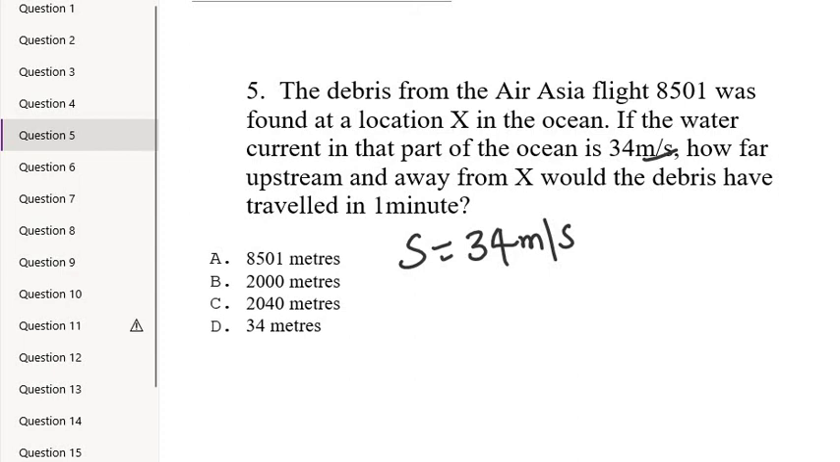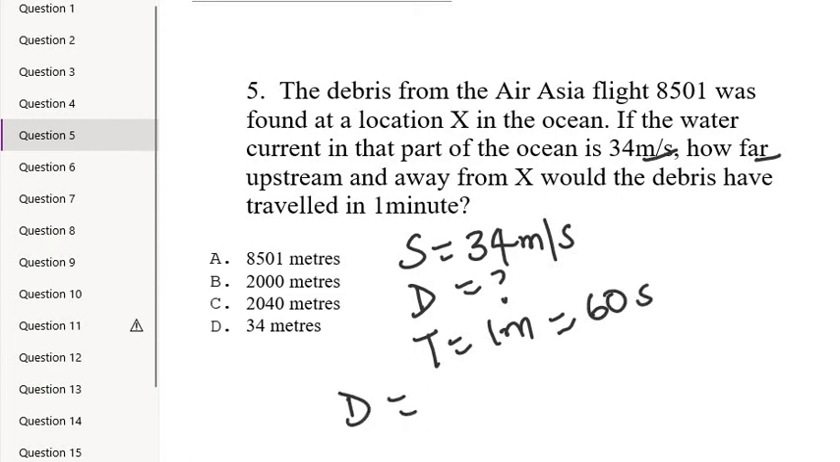They want us to find how far, which represents distance. The distance was not given, but the time was given. Time equals 1 minute. But the unit of speed is in meters per second, so I'm going to change this time to seconds. So 1 minute equals 60 seconds. Distance is speed times time. So the speed is 34, so we have 34 times 60 will give us our answer.